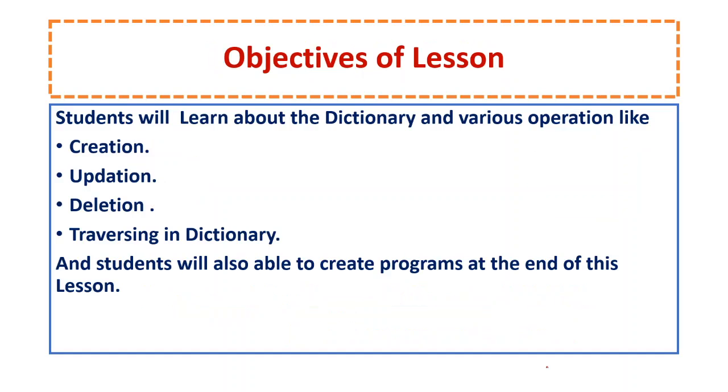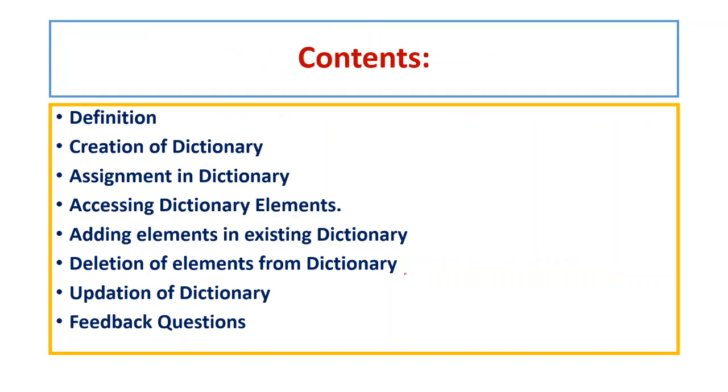Students, the objectives of today's lesson are: after the completion of this lesson, students will learn about the dictionary and the various operations that can be done on a dictionary. For example, creation of a dictionary, updation of a dictionary, deletion of a dictionary, and traversing a dictionary. And students will also be able to create some programs in Python at the end of this lesson. So these are the objectives of the lesson.